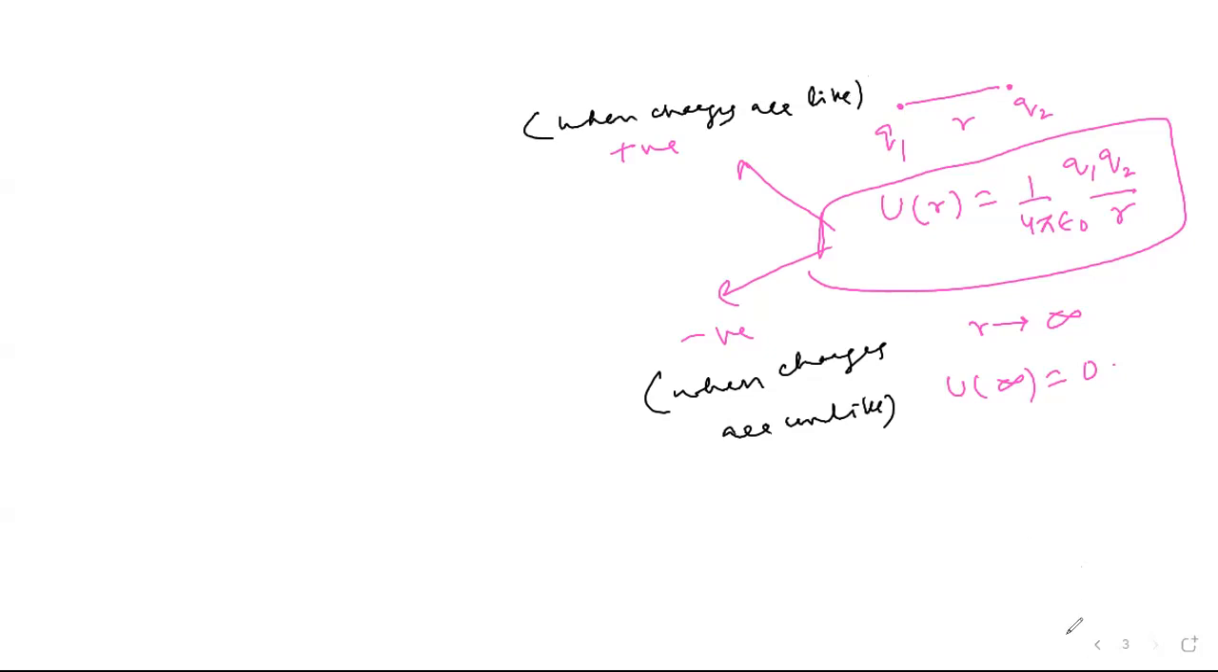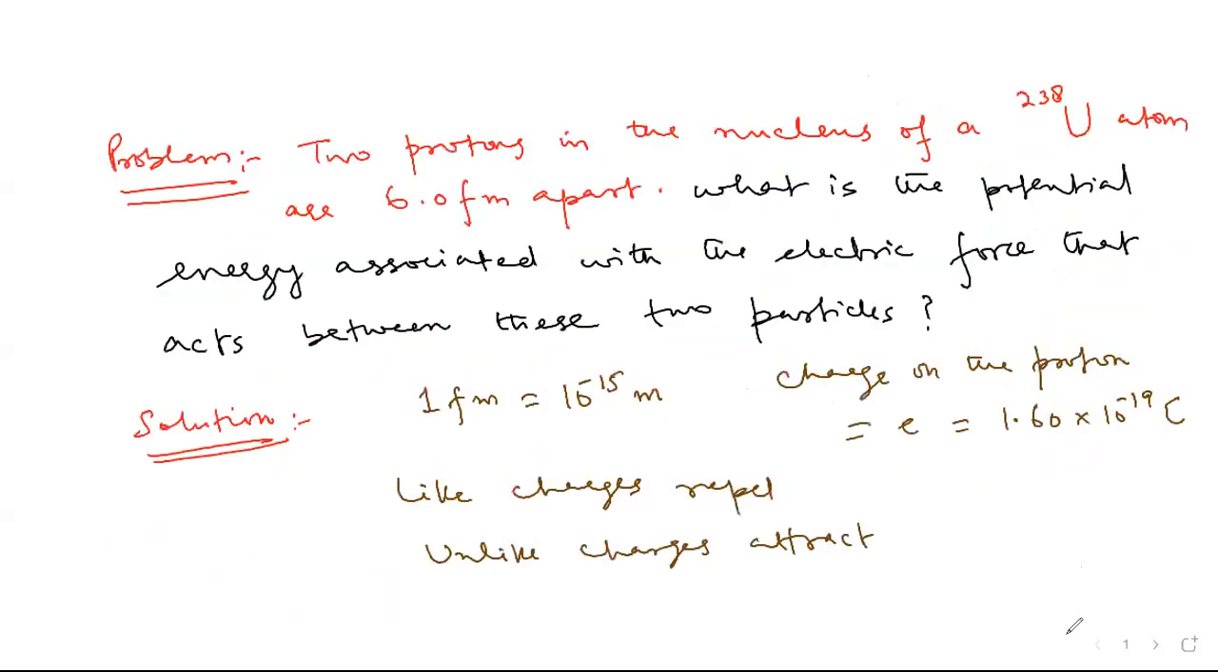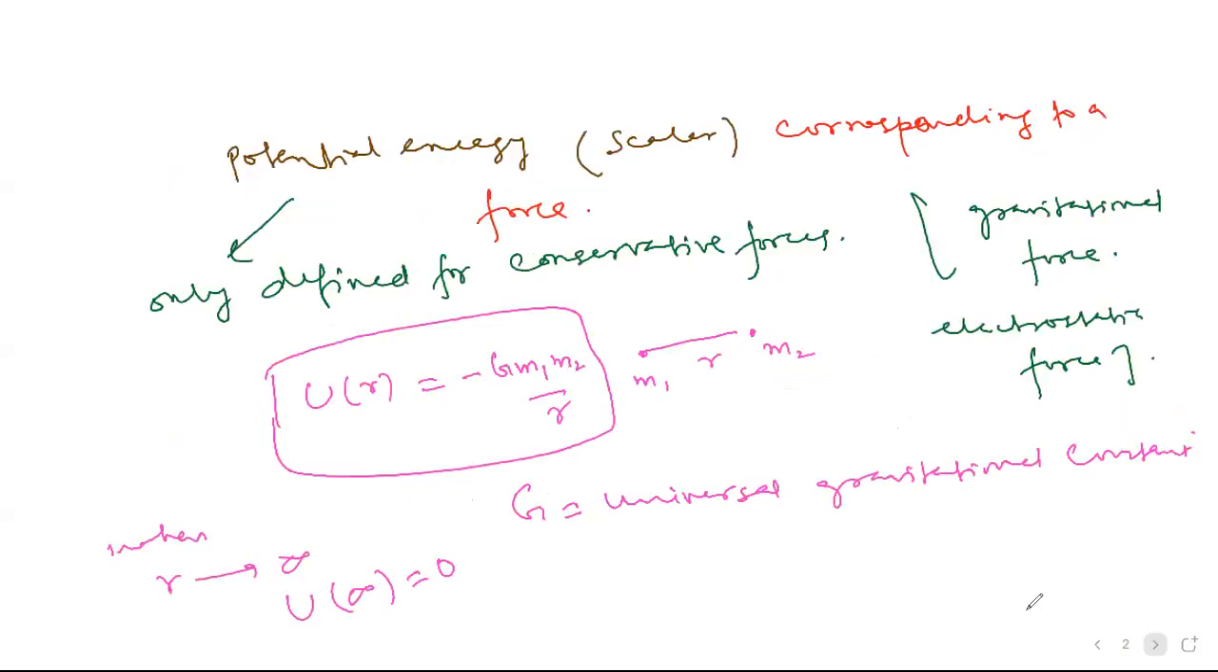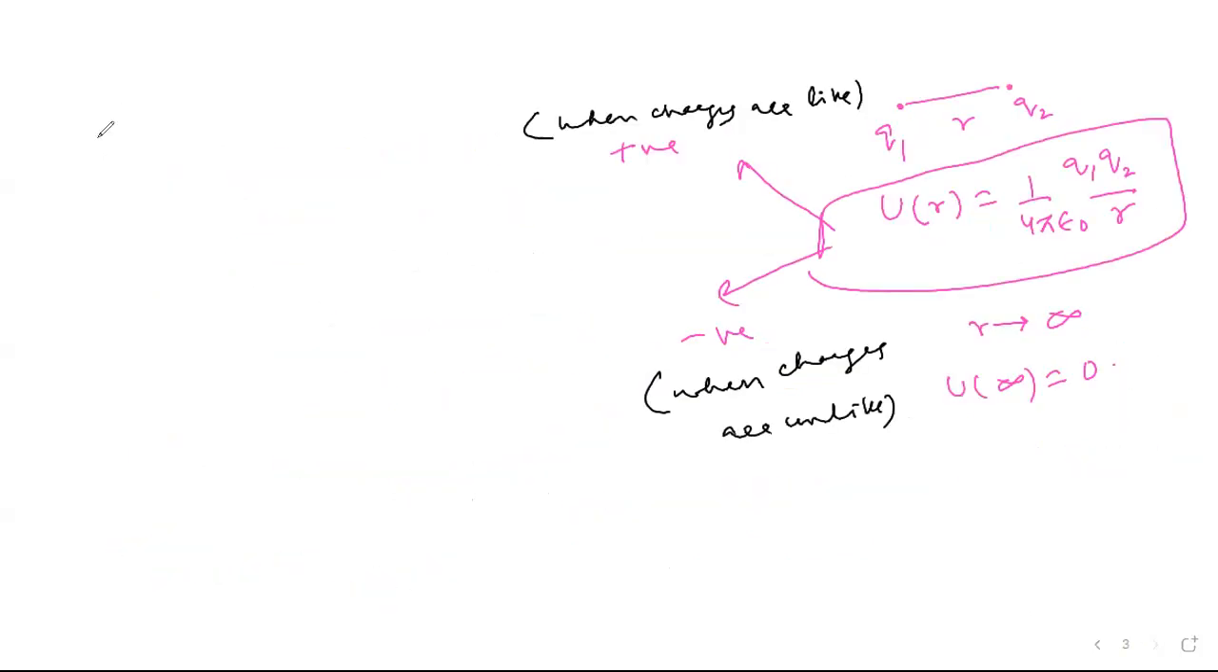So let us move to now the problem. So we have two protons. So you can see they are like charges. There is repulsion between them. Distance is given. We have to find the potential energy value for this configuration of two protons in the U-238 atom's nucleus. So let us use this expression.